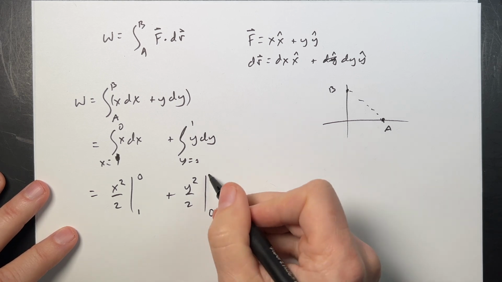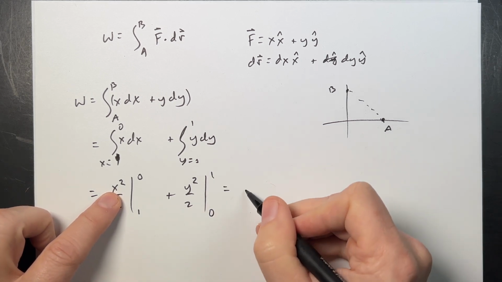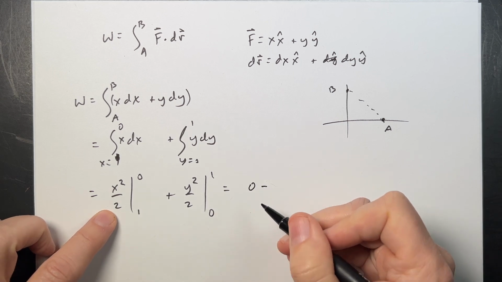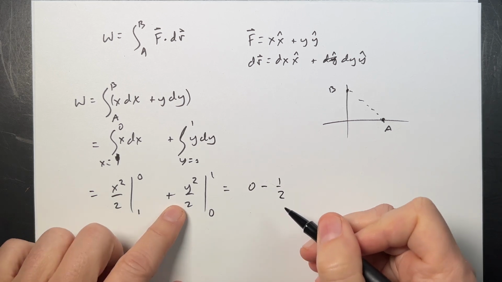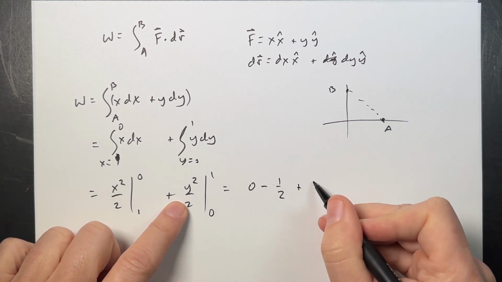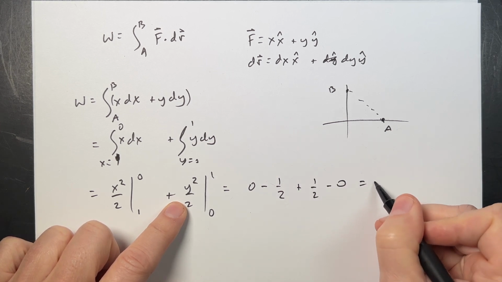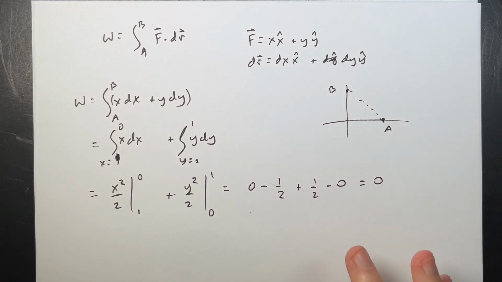Okay, so this is going to be 0 minus 1/2, and this is going to be plus 1/2 minus 0, so it's 0. So the work done is 0. Yay.